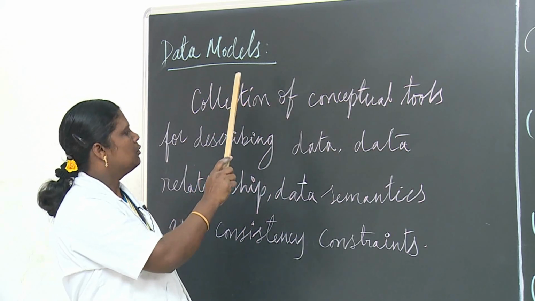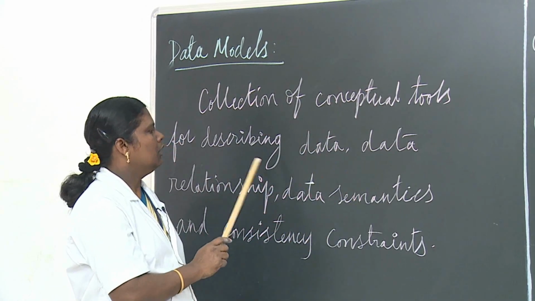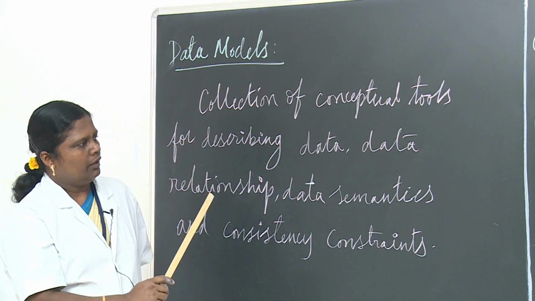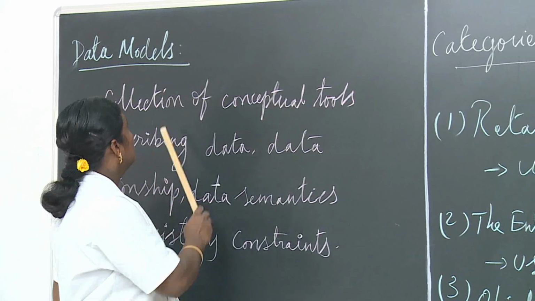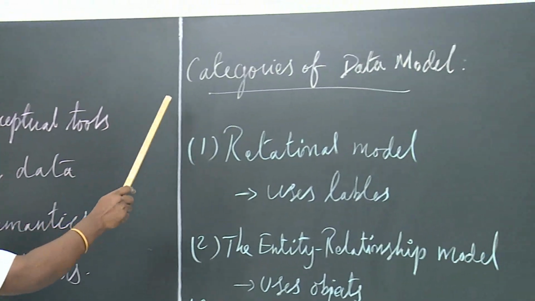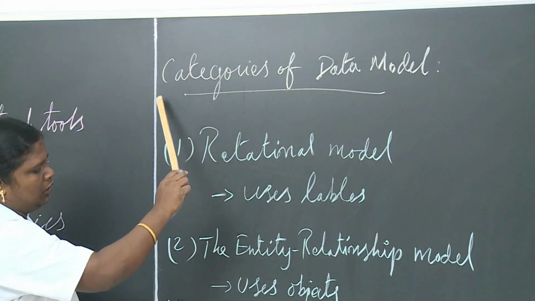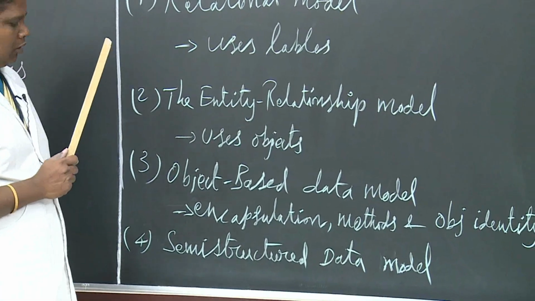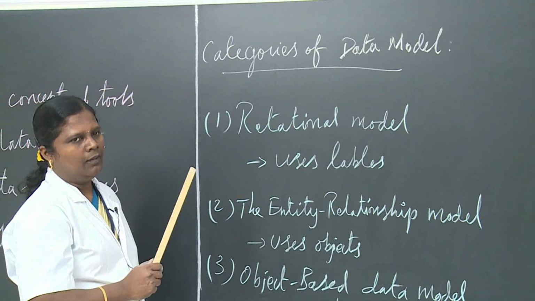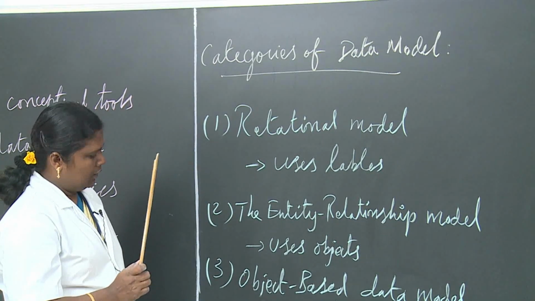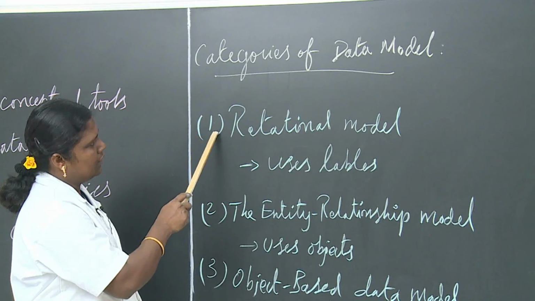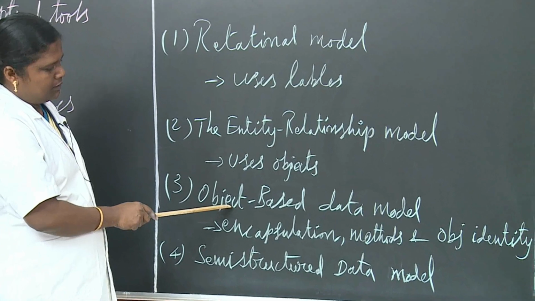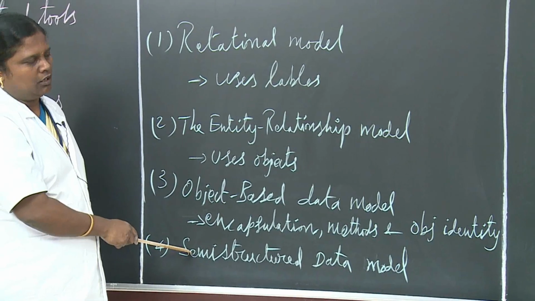There are various models, and these data models describe all the data over the particular database. The categories of data models include four major types. Additionally, some other models are also included, like the network model. The first one is the relational model, then the entity relationship model, the object-based data model, then the semi-structured data model.